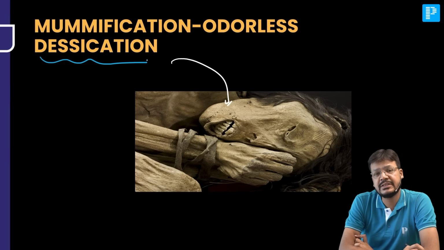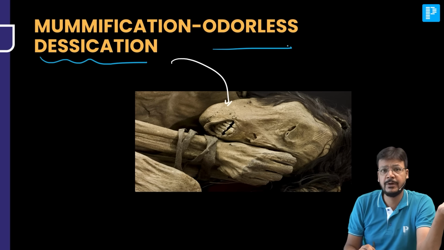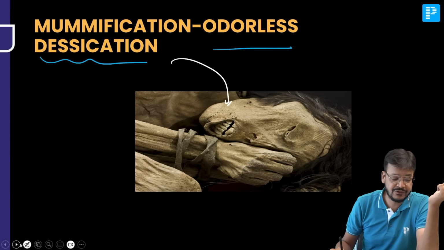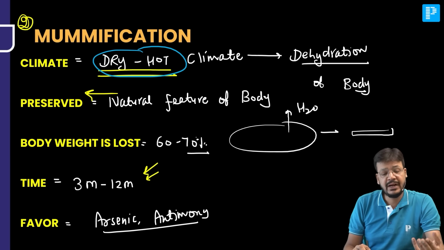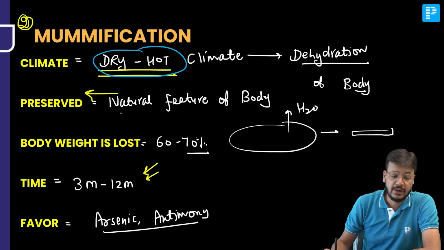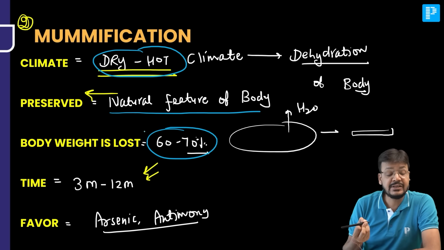Mummification is also known as desiccation. It's a dehydration. The smell is odorless. The smell of adipocere was very pungent and offensive, but this is odorless. In adipocere, the climate was warm and humid. Here we have dry and hot climate. Natural features of the mummified body are preserved. The body weight is lost, my dear friend.